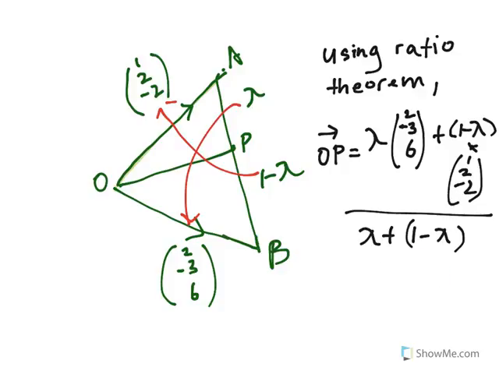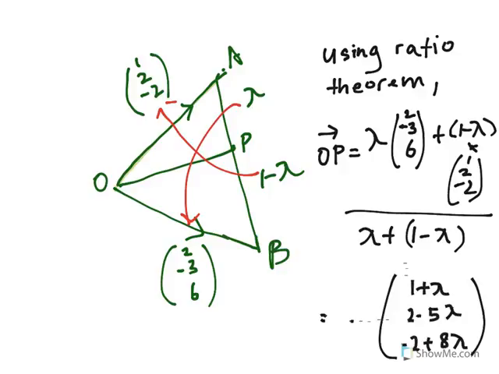Simplifying this, just try to do it by yourself. You should get 1 plus lambda, 2 minus 5 lambda, and negative 2 plus 8 lambda. Therefore you have done part A. You have shown that OP is equal to 1 plus lambda i, 2 minus 5 lambda j, and negative 2 plus 8 lambda k. This is for PQ2 part A.